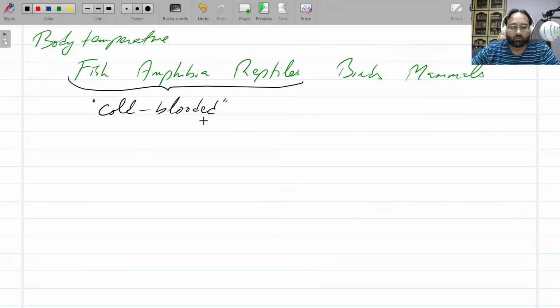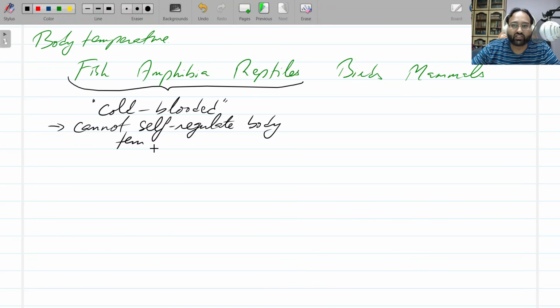Now, this is misleading. This is a very common term, but it's not a scientific term, and it gives the impression that the temperature of the blood is low, that it's cold. What it actually means is that they cannot self-regulate. They cannot create body heat on their own. They don't have mechanisms to regulate their body temperature.